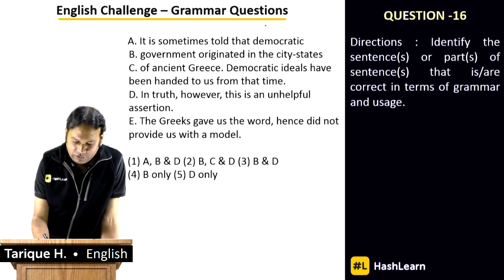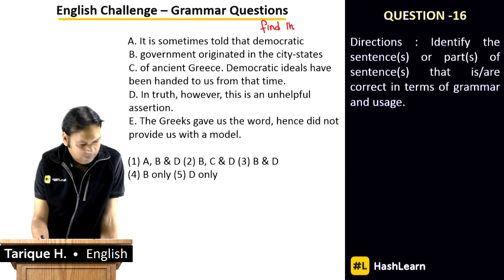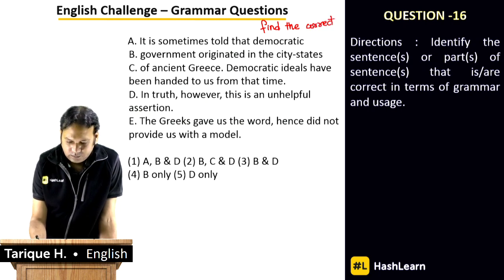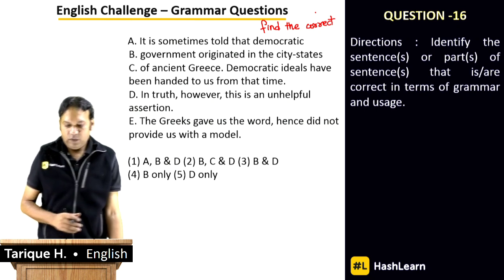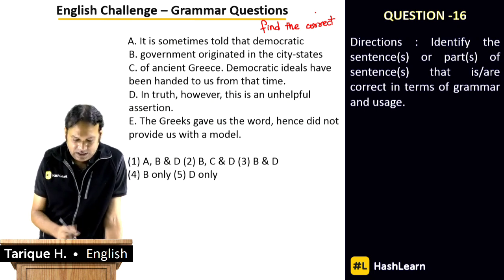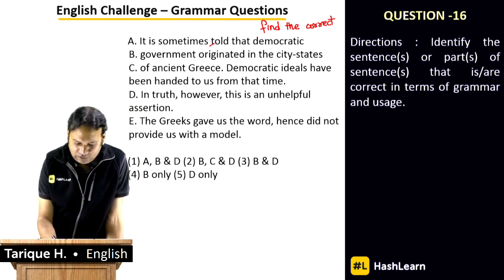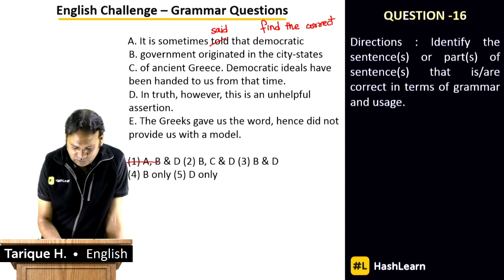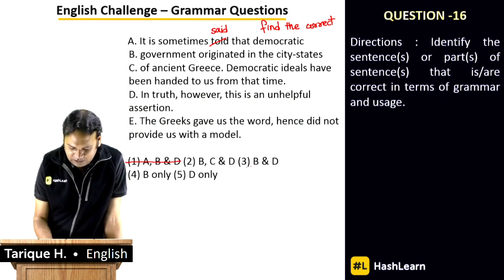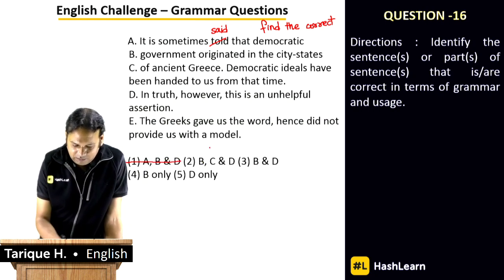Again, the same thing we have to do here. Find the correct sentences. Right now we are on question number 16. Let's look at this question. "It is sometimes told that" is wrong. It should be "sometimes said that". So A is wrong, and this option goes off. Now we have B in 3 sentences, and B is definitely right.